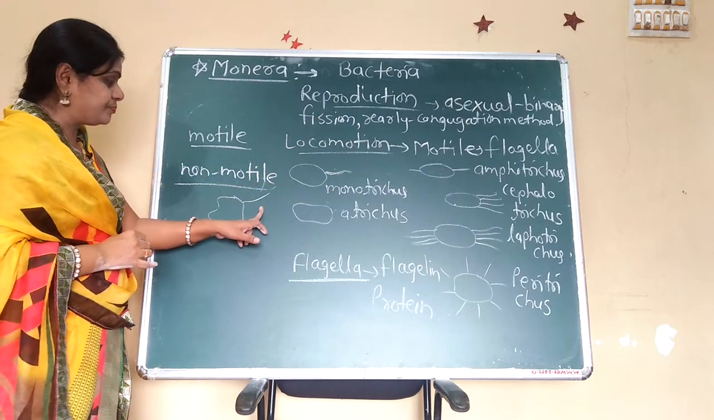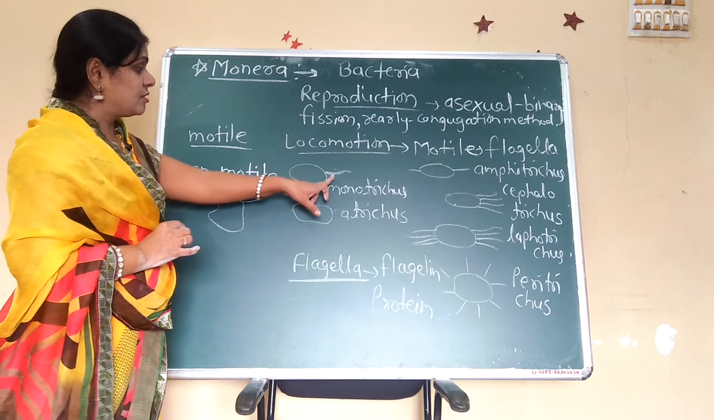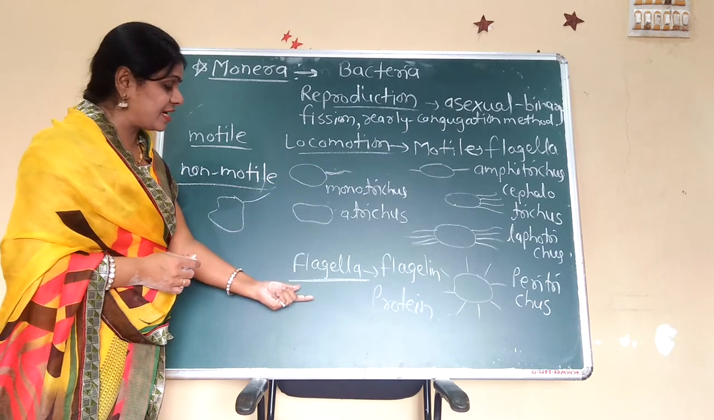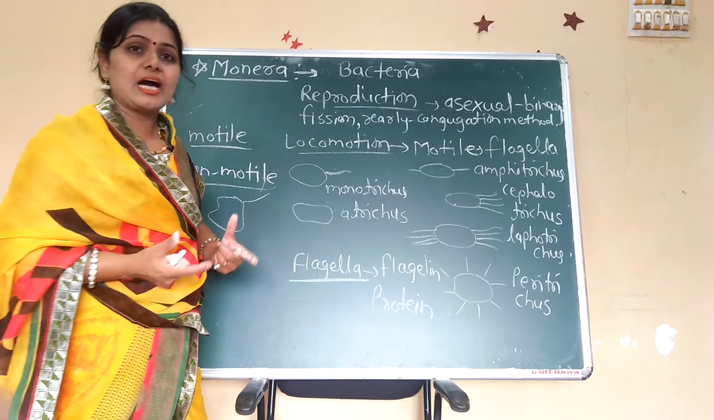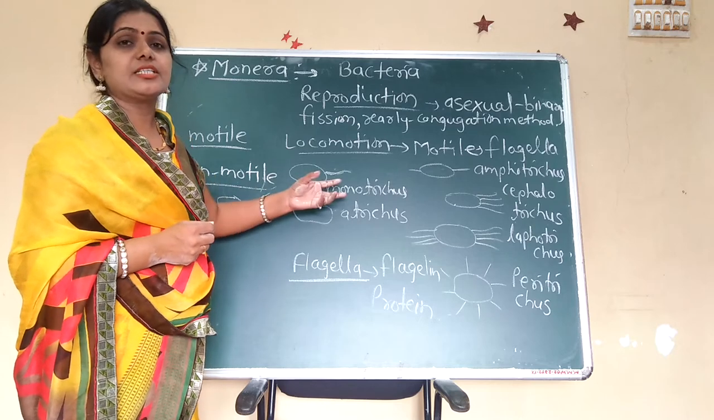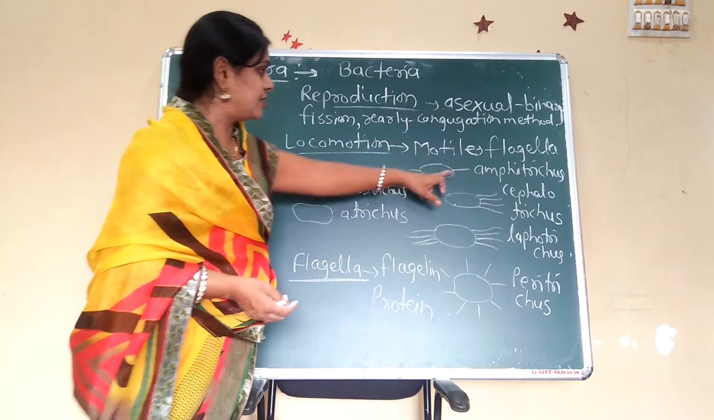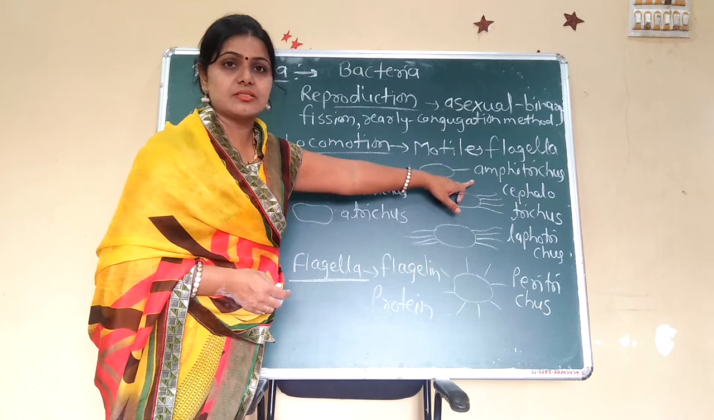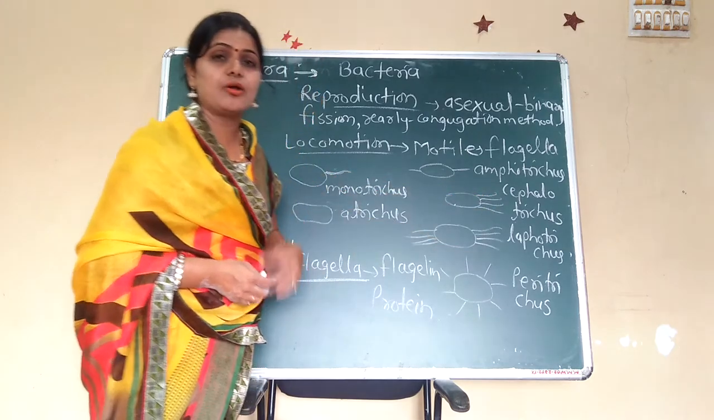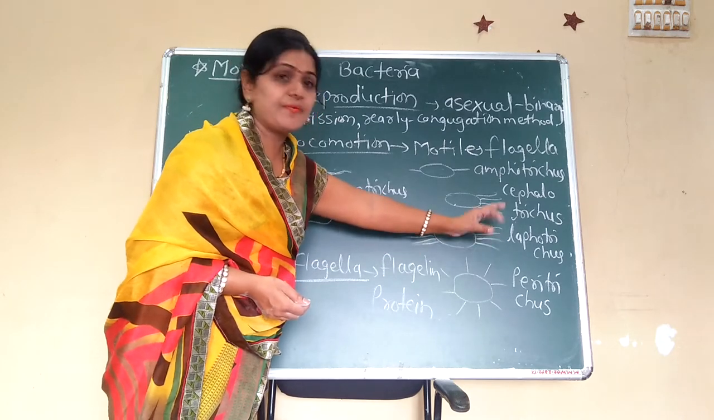Flagella, the thread-like structure, is the locomotory organ; movement occurs just because of flagella. If one flagellum is present, it is called monotrichous. If two flagella are present on opposite sides, it is amphitrichous. If many flagella are present at one side only, it is cephalotrichous. If many flagella are present on the opposite side, it is lophotrichous.